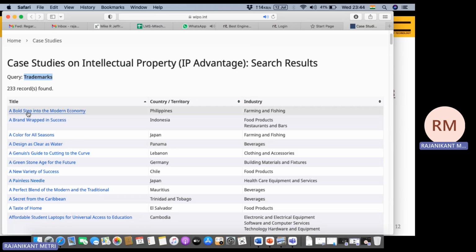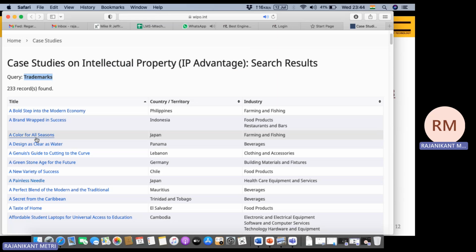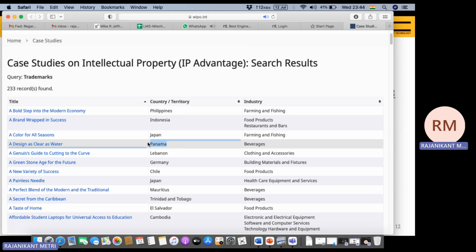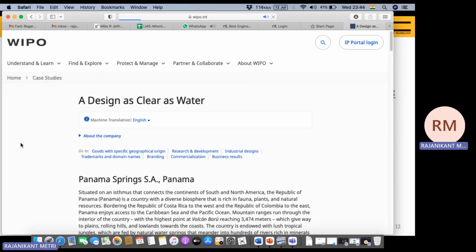You can see "A Bold Step into the Modern Economy." It is developed by the Philippines, and the related field is farming and fishing. "A Brand Wrapped in Success, Food Production Restoring Bonds." "A Color for All Seasons," "Design as Clear as Water." This one is developed by Panama, and the industry is related to beverages. We'll just click on this.